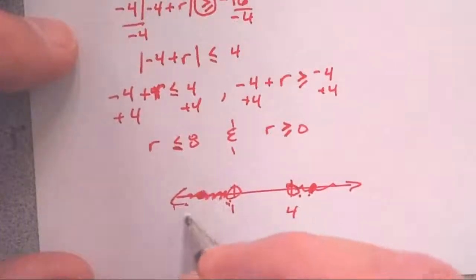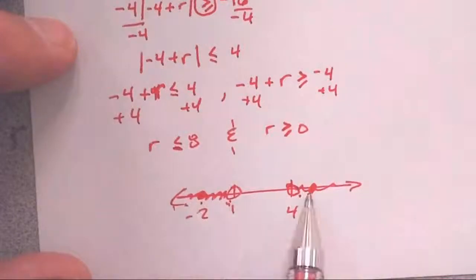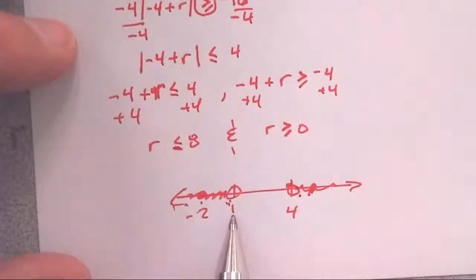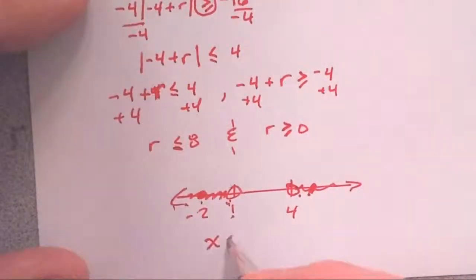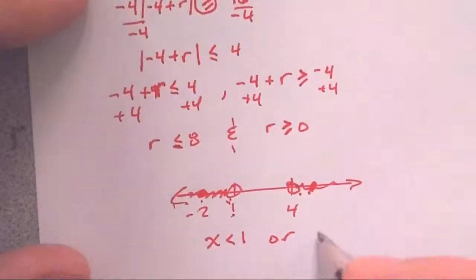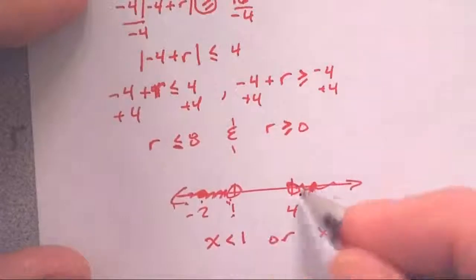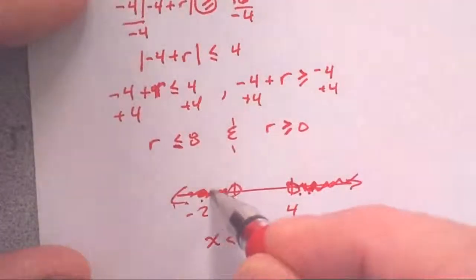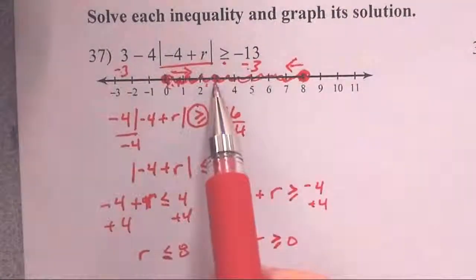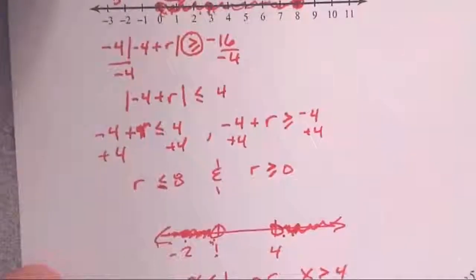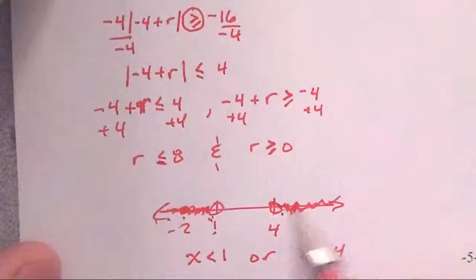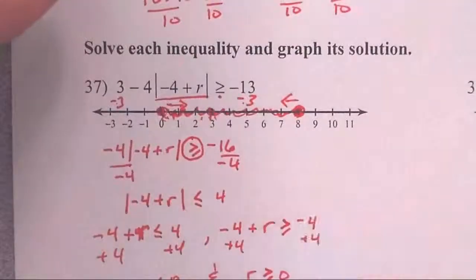For instance, here's -2 on the number line. -2 isn't bigger than 4, but it's smaller than 1, so it qualifies for one of those. This solution would be, for instance, x is less than 1 or x is greater than 4. The numbers I've chosen are either bigger than 4 or they're smaller than 1, but they're not both. Whereas this answer, 3, was smaller than 8 and it was bigger than 0. So be careful with our ands and ors. Ors shade outside, ands shade to the middle.